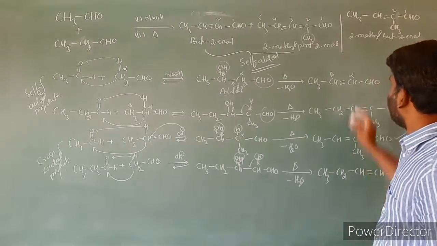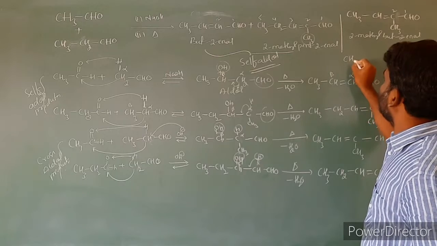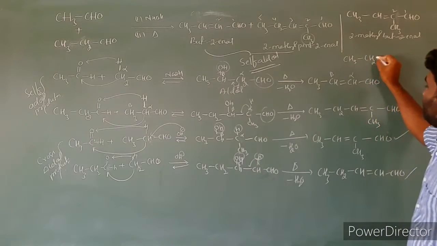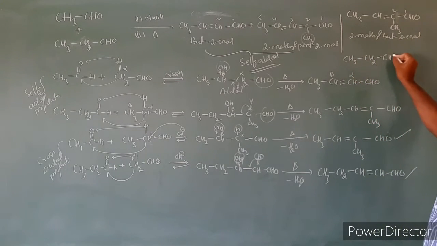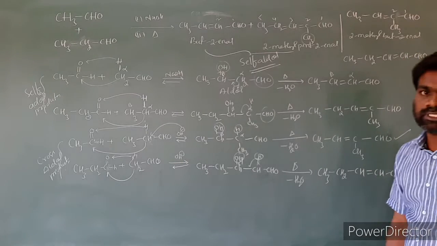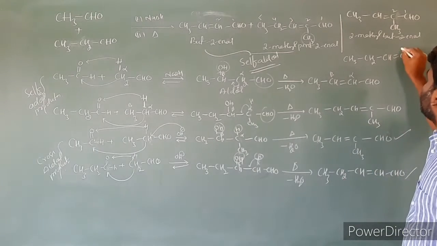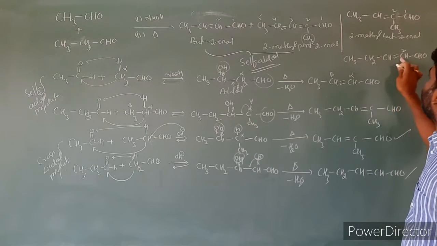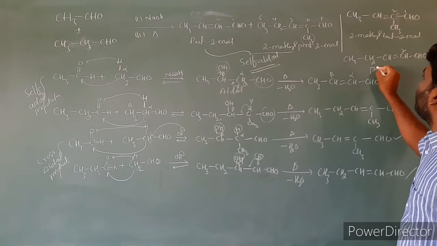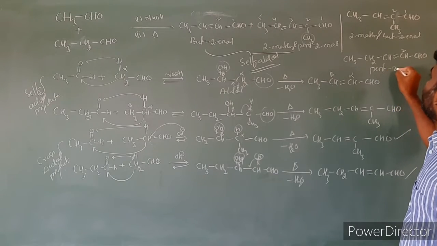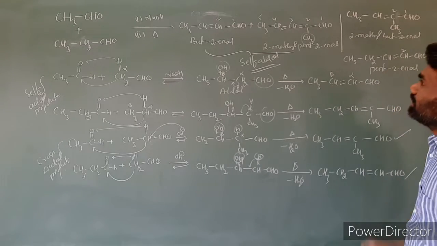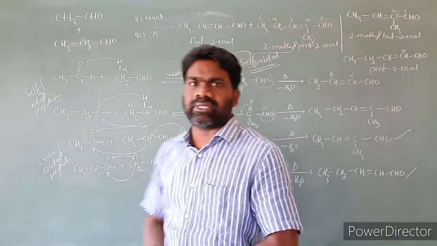Then this is one other product we have, the last one: CH3, CH2, CH double bond, CH, CHO. What is the name of this compound? The second carbon has the double bond: 1, 2, 3, 4, 5. So we have five carbons: pent-2-enal. So these are the products formed in this reaction.